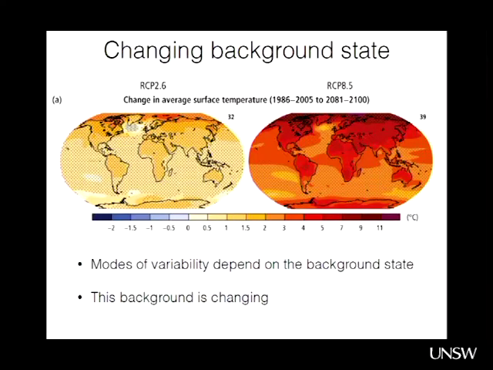Okay, so this plot you've already seen, change in average surface temperature from the IPCC, between the end of last century and the end of this century in two different RCPs. And the point I'd like to make here is that the background is changing. So all the modes of variability are occurring on the current background ocean circulation. But as we change that in future, the modes are going to be changing as well, because their background is changing. So basically, we can expect that the modes might change, the patterns might change, their amplitude might change. We might get new modes of variability. I don't know, that could be anything really.